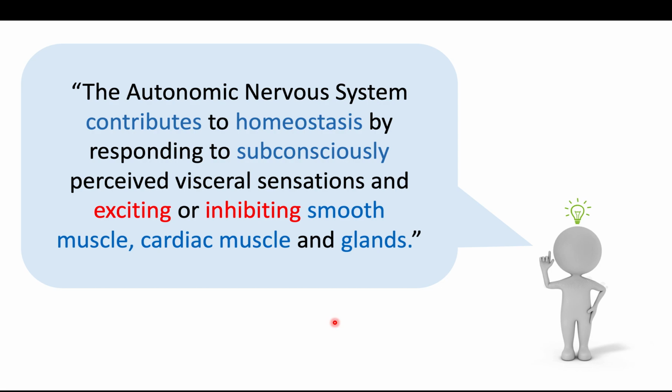For example, if you go jogging and you sweat a lot, your body starts to dehydrate, so you start feeling thirsty. Who gives you the sense of feeling thirsty? It's actually the autonomic nervous system. But these visceral sensations are either exciting or inhibiting. It means that either it enhances you to drink water, or it inhibits you from drinking water.